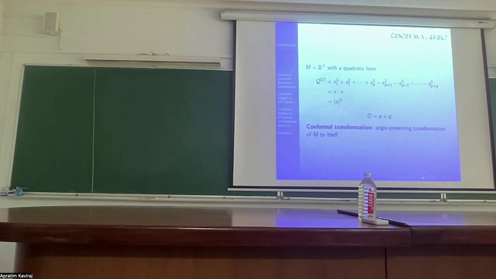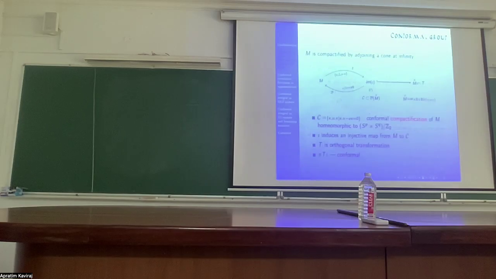Now, conformal transformations in R^d are angle preserving transformations of R^d to itself. That's the definition of conformal transformation. And the way to use it is, I start from M and first take a map. This basically wants to compactify the manifold R^d by adjoining a cone at infinity to have well-behaved functions on it. So I start with R^d and map it into this space, M cross R^2, with coordinates x, where x is the coordinate of M, and u and v are two real numbers.